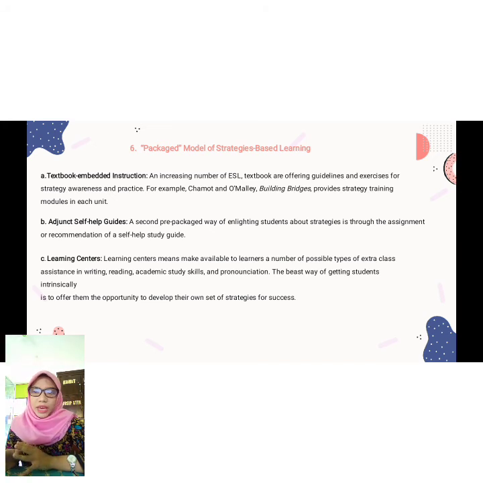Learning centers mean making available to learners a number of possible types of extra class assistance in writing, reading, academic study skills, and pronunciation. So the best way of getting students intrinsically involved is to offer them the opportunity to develop their own set of strategies for success.